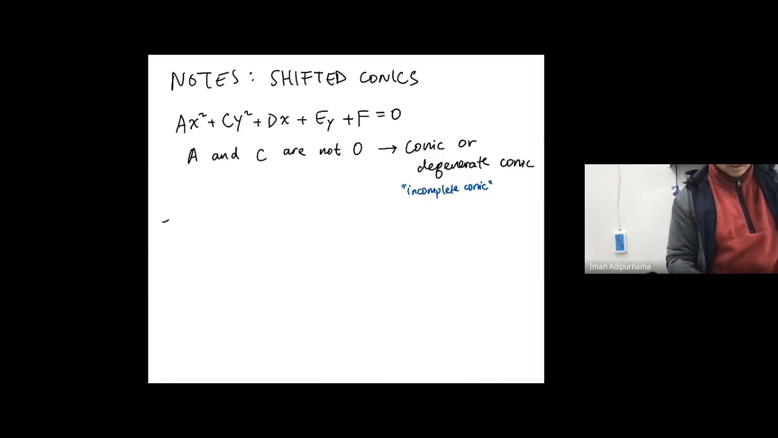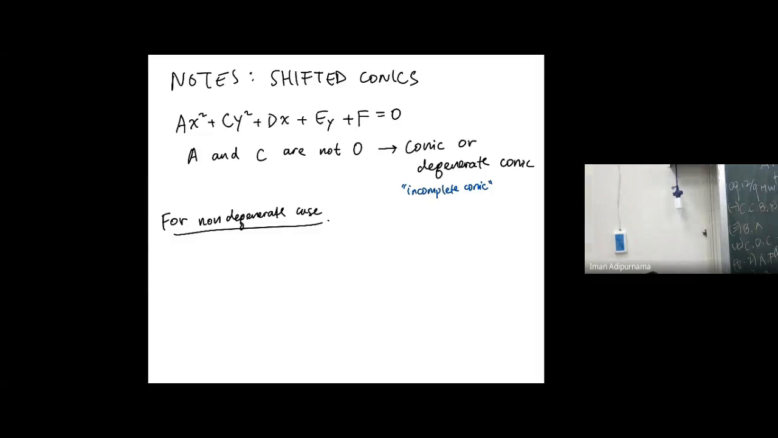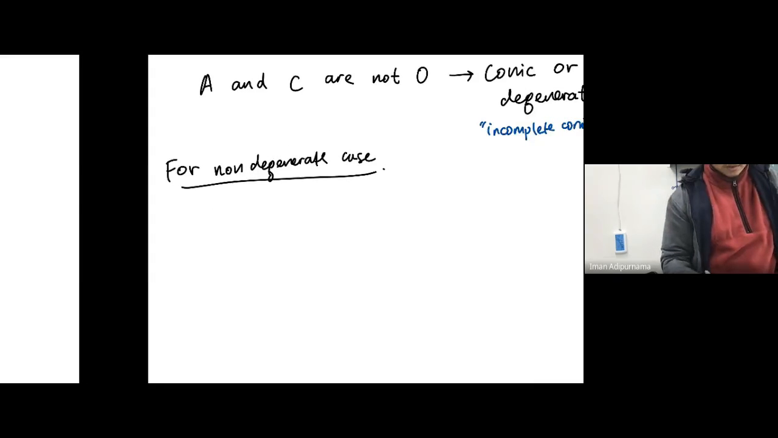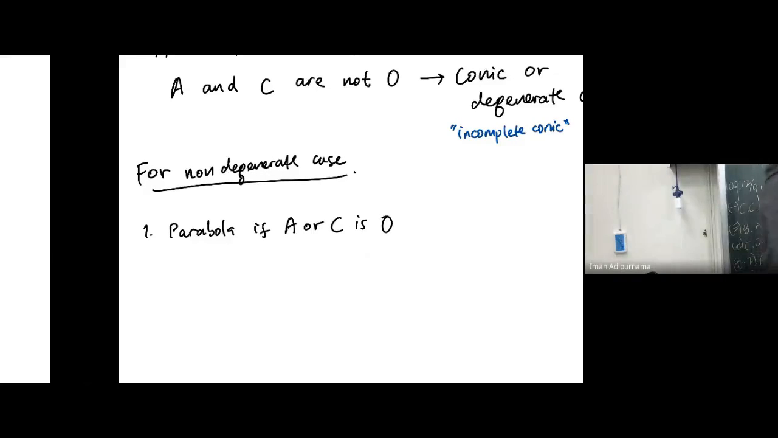And then for the non-degenerate case, if we are looking at the general conic case, it is a parabola if A or C is zero, not both. Of course, right? If you have y squared and x squared, and one of them is zero, then for the conic case, it will be a parabola, right?